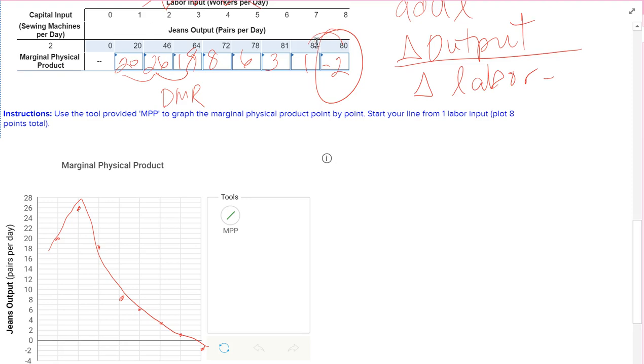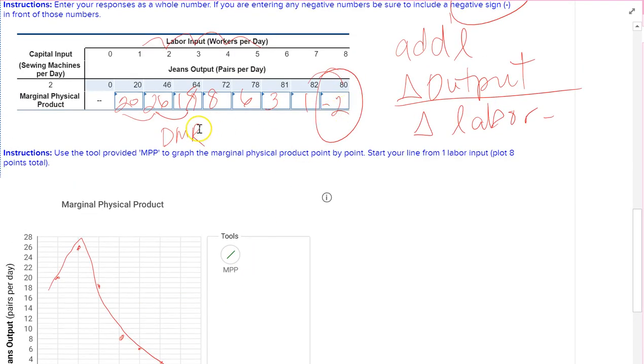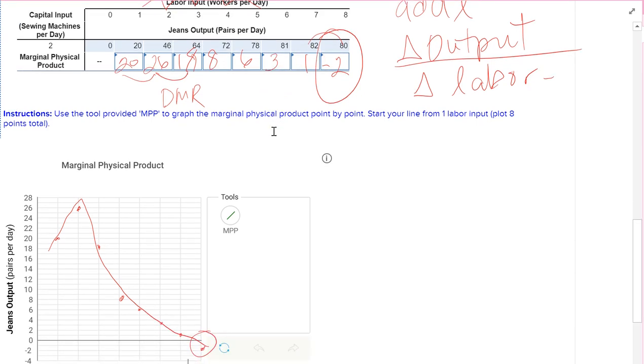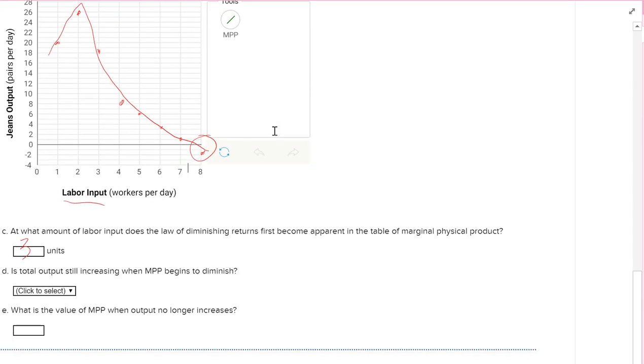And the negatives are, down here you can see that I would never want to produce that amount because it actually costs me productivity. But up to the point where it goes negative, with each additional worker, I am getting more product. Right? With my 6th worker, I'm still getting 81. So it's still 3 more than 78. With my 7th worker, I'm still getting 1 more. So all of these are positive additions to my total physical product. It's just I'm getting them in decreasing amounts.